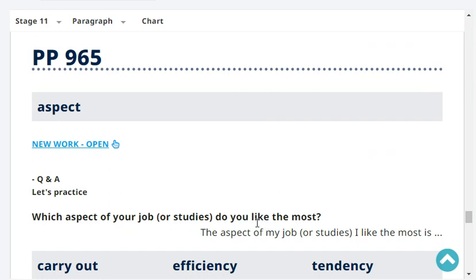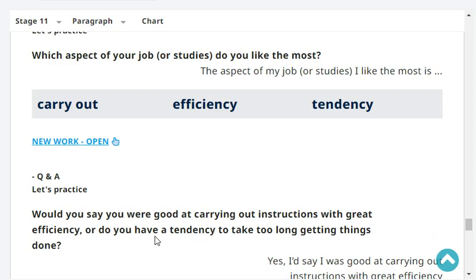Okay, next. Which aspect of your job do you like most? The aspect of my job I like the most is that I get to meet a lot of people. Very good.